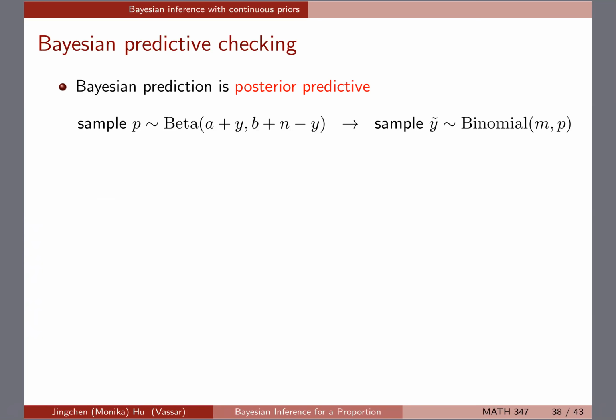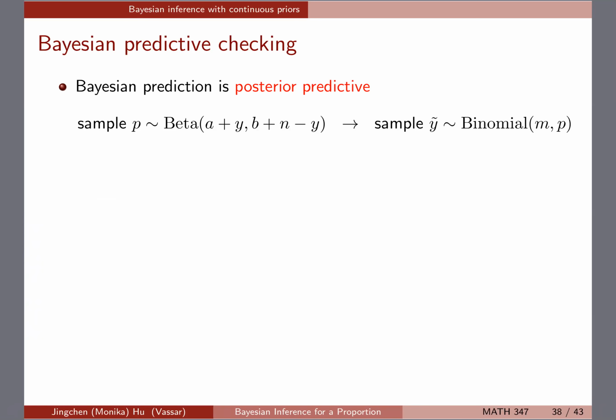Okay? But on the contrary, if you see your observed data is extremely different from what you can generate from your model, then that might indicate that your model might not be doing a good job. Okay? So this is what we call predictive checking. And in particular, we focus on posterior predictive checking.